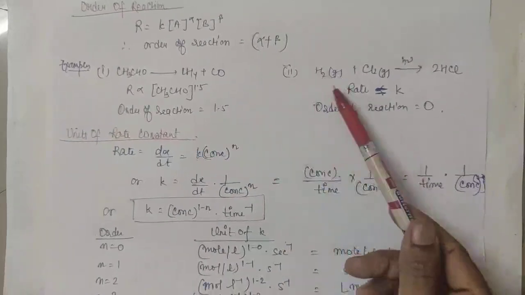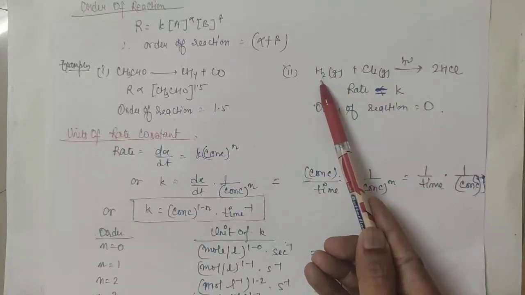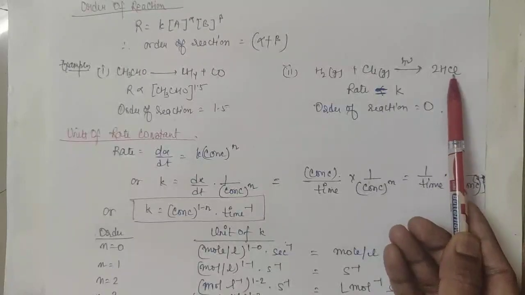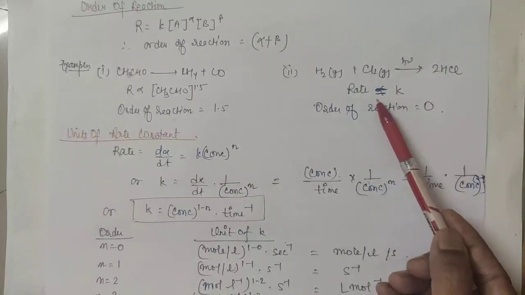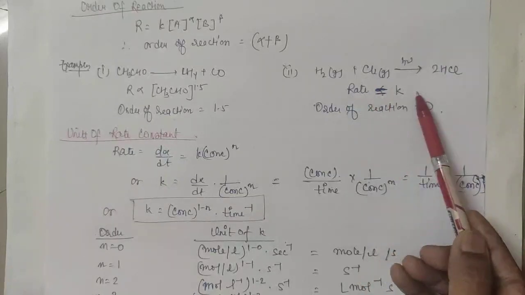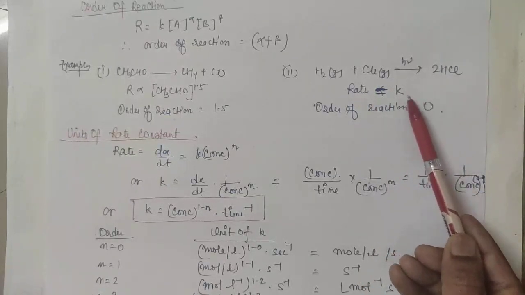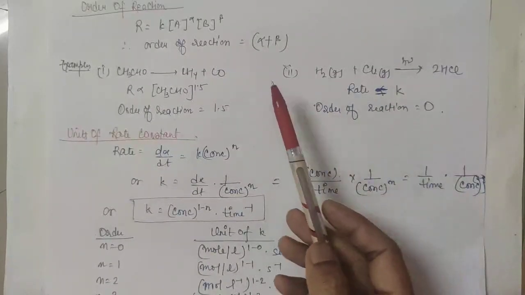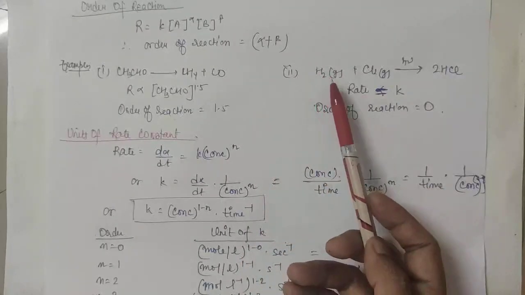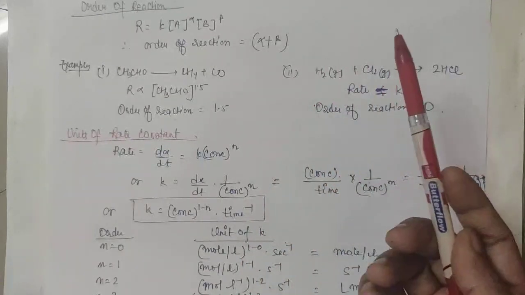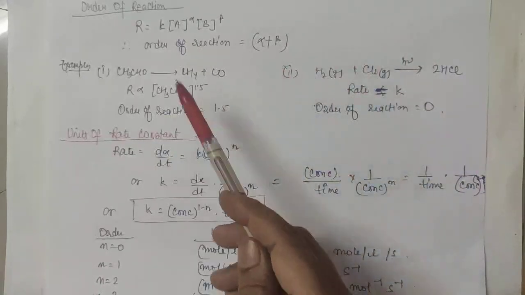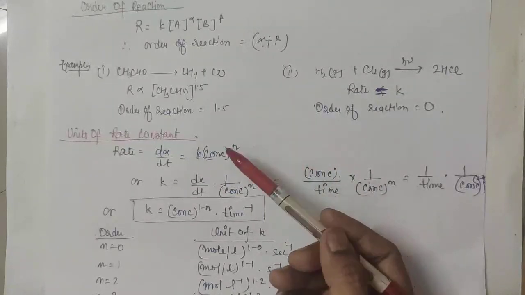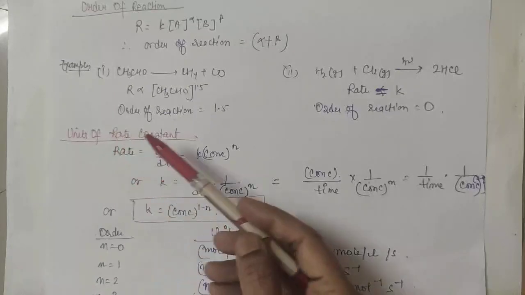Consider another reaction where H2 gas is combining with Cl2 gas to produce HCl. Here rate is found equal to K, that is, the rate is not depending on the concentration of any reactant. So here the order of reaction will be equal to 0. So the order of reaction can be 0, 1, 2, 3 or any other whole number or even a fraction. Now let us see the unit of rate constant.